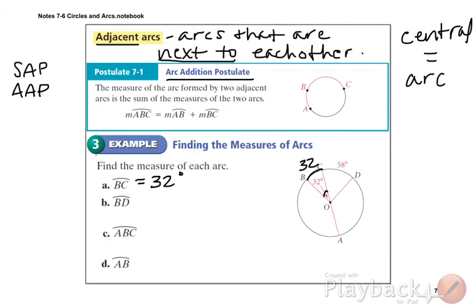Pretty easy. Next we want the measure of arc BD. So let me get out a different color here. Arc BD would be that arc right there. So what I'm going to do for that one is add up these two arcs. So that's using the arc addition postulate. That one's going to be 32 plus 58, and that's going to be 90 degrees.